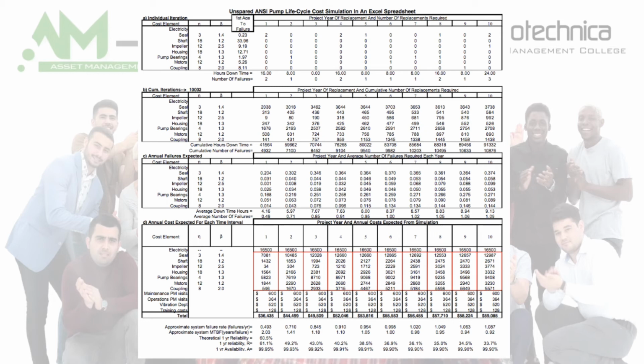The summarized results are given at the bottom of table A. Referring to year 10, there was a total of 3 failures, 2 of the seal and 1 of the impeller. The total downtime was 24 hours from the annual sustaining cost table for the single ANSI pump. The times for seal replacement and impeller replacement are the same at 8 hours.